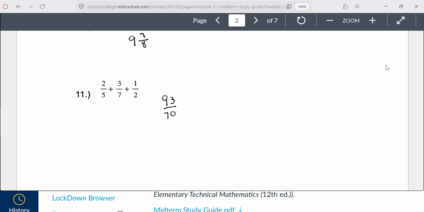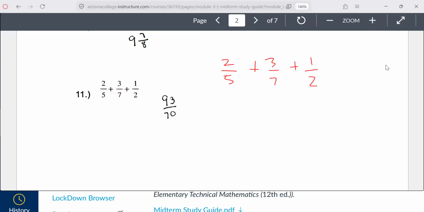All right. So in this video, we're going to start from number 11. We've got a fraction, 2/5 plus 3/7 plus a half. So the first thing we've got to do is to find the common denominator, the least common denominator. Now we've got 5, 7, and a 2.